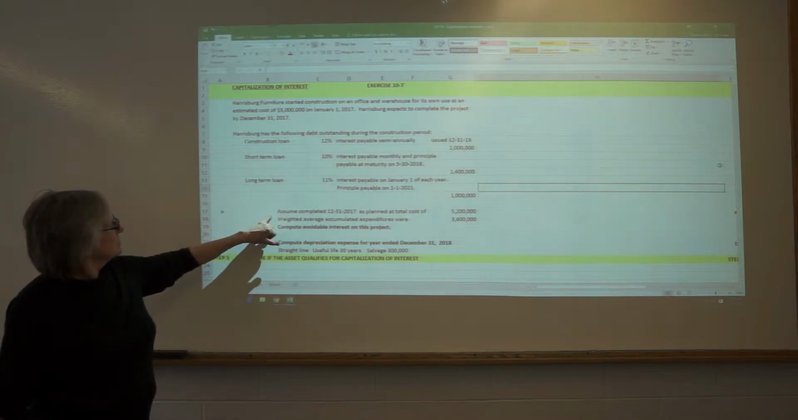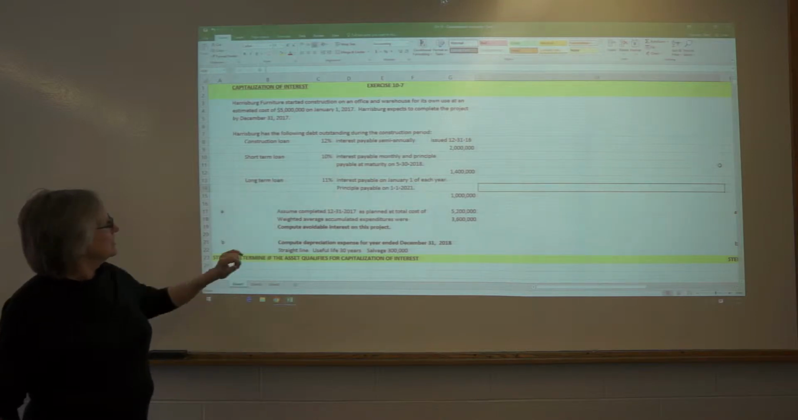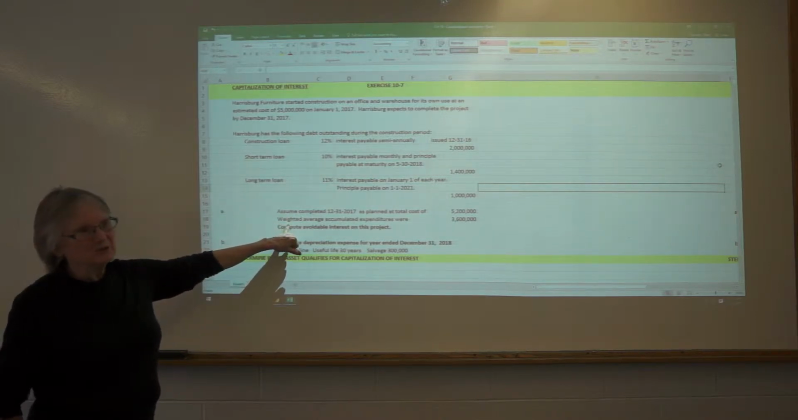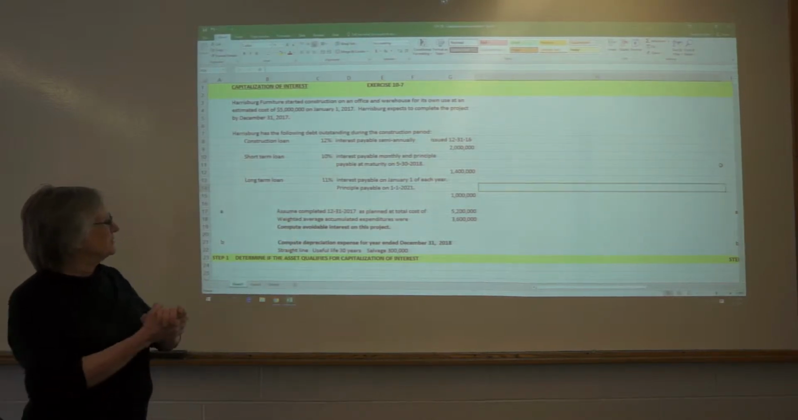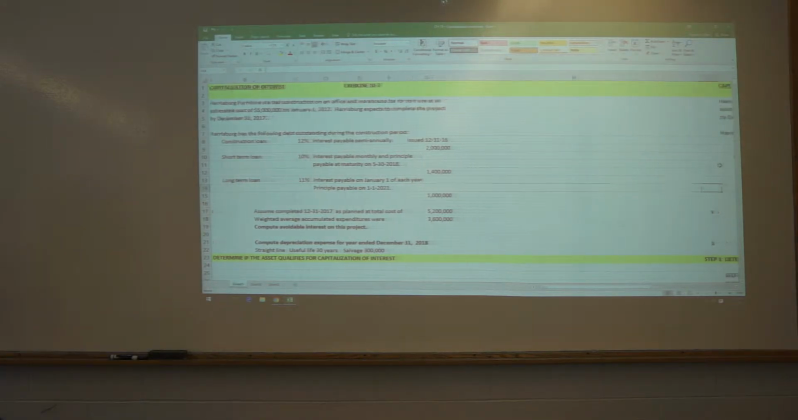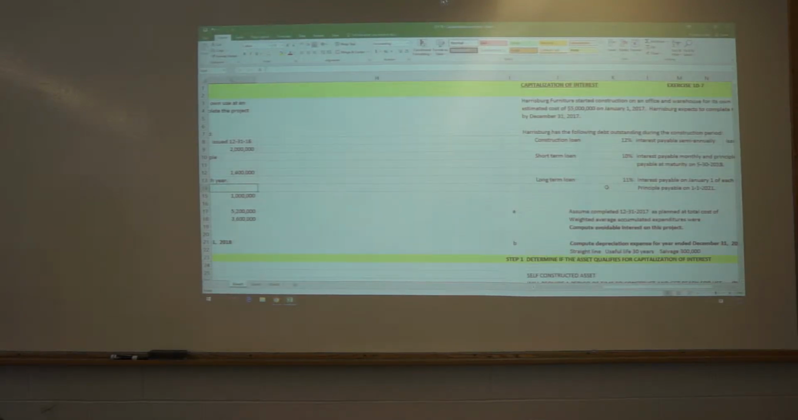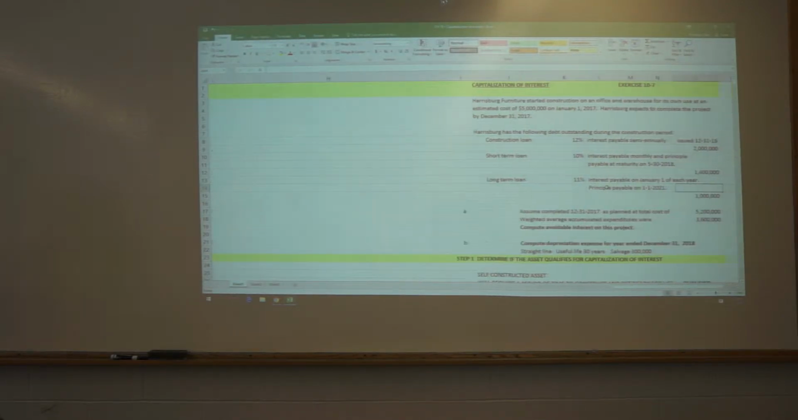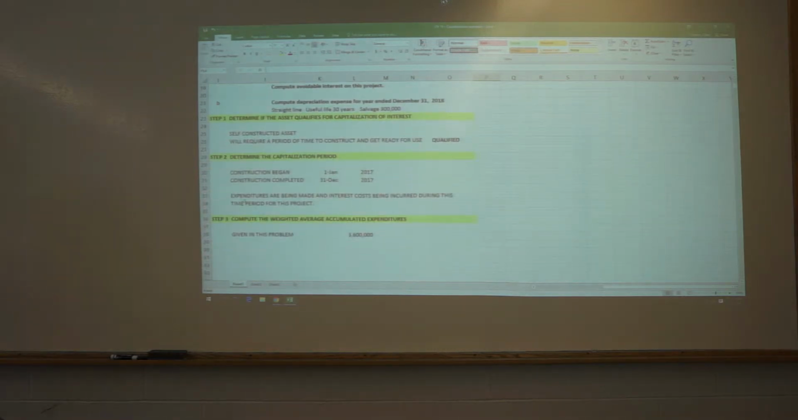And so it says, assume it was completed 12/31 as planned, total cost $5,200, and they give us the weighted average accumulated expenditures of 3.6, and we do not have to compute that. All right, so let me just take you through the steps I use. I'm definitely a step-by-step person, so step 1 is determine if it qualifies. Well, it's a self-constructed asset. It will require a period of time to construct and get ready for their use.